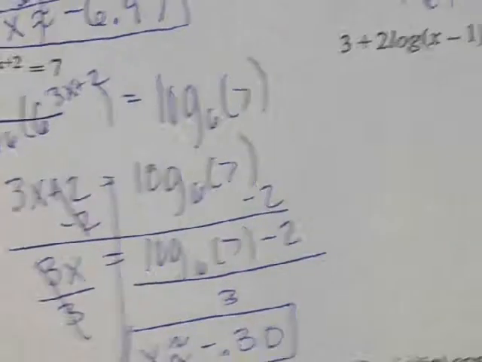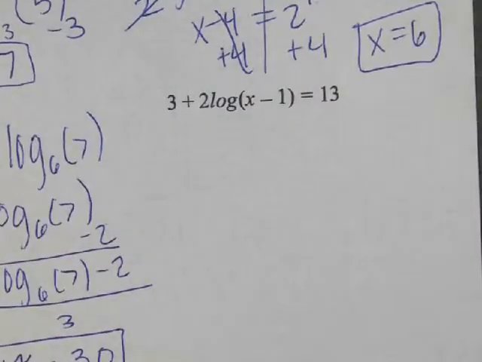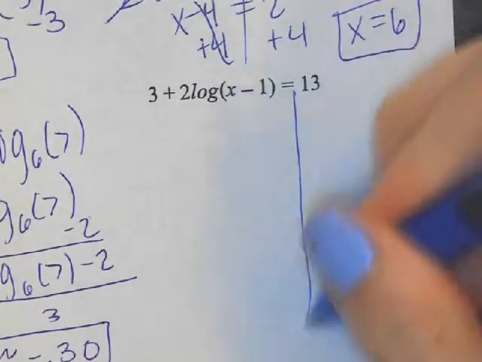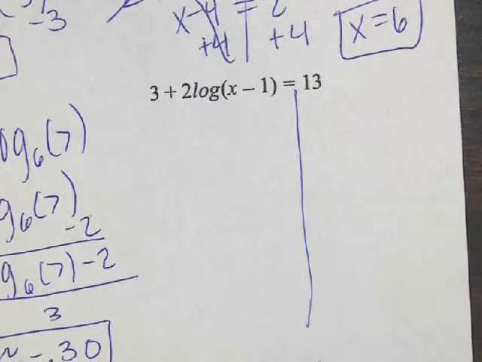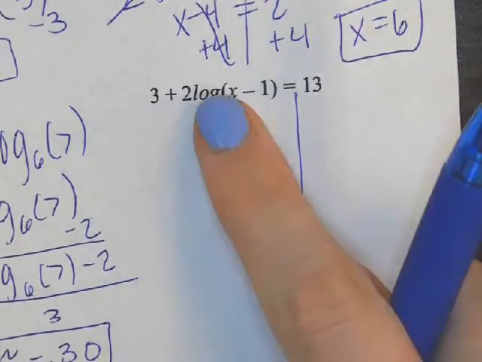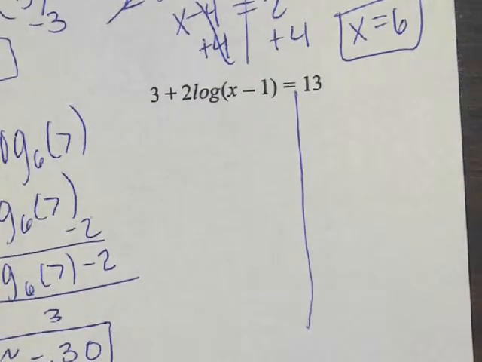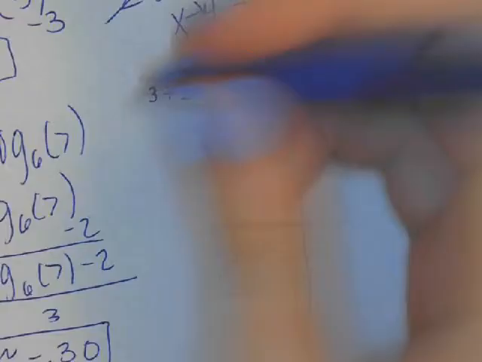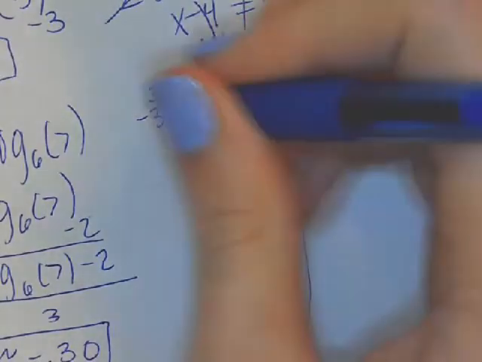Alright, last one for solving, and then we're moving on. Okay, the logarithm is not by itself. We have to get rid of the 3 and the 2 first. Which one's furthest from the log? The 3. How to get rid of the positive 3? Minus that.